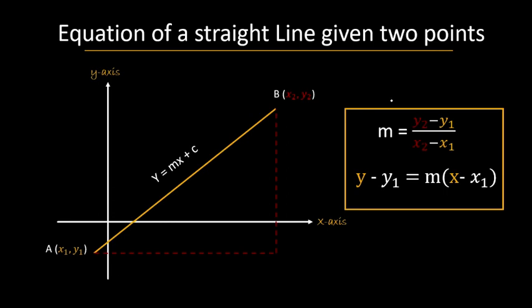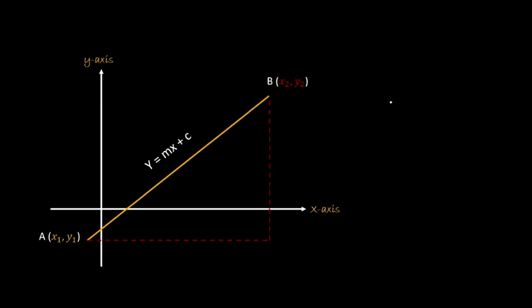In today's video, we want to look at how to calculate the equation of a straight line given 2 points. Alright, so let's look at the diagram we have over here. We have a straight line with the first point A having the coordinate x1, y1, and then the second point B with the coordinate x2, y2.